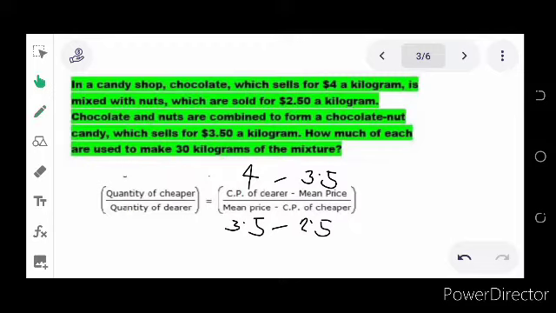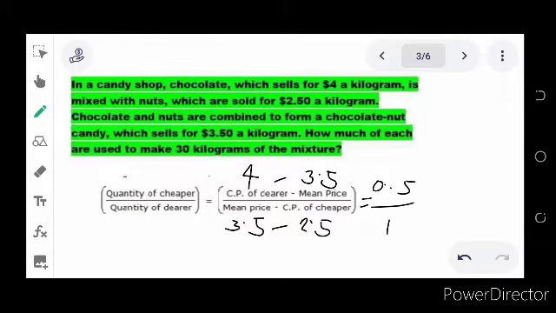Now quantity of cheaper over quantity of dearer, we don't have because that's what we are asked for. How much of each? That means how much of the chocolate and how much of the nuts are being used. So we cannot find any answer here. Leave it blank. Just solve this part here. 4 minus 3.5, that gives you 0.5. And 3.5 minus 2.5, that gives you 1.